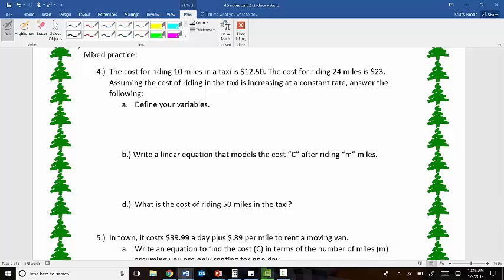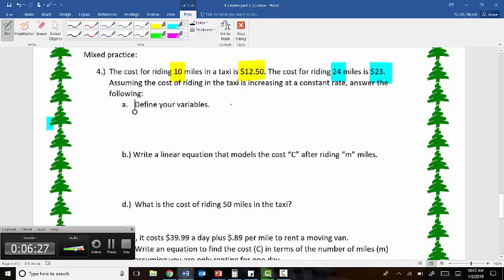All right, so nowhere in there did it say what the initial fee was. It doesn't say what the cost is for just 1 mile. It doesn't say per mile. So the other hint is I see 4 numbers in here. I see 10 and 12.50. I see 24 and 23.